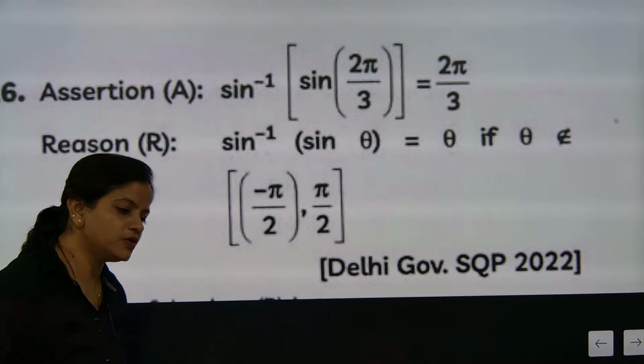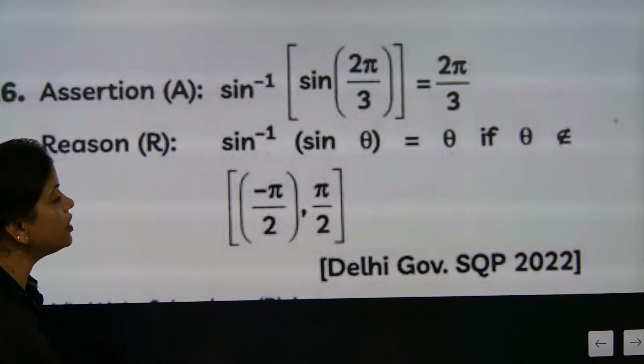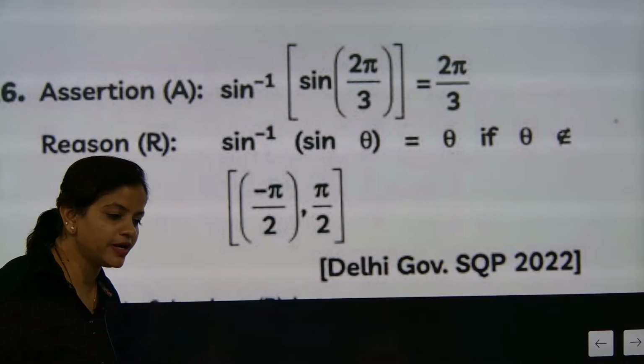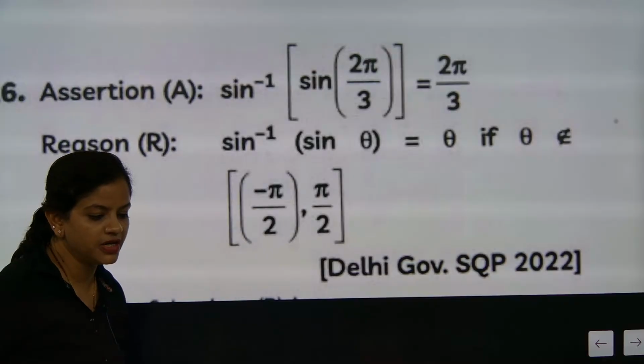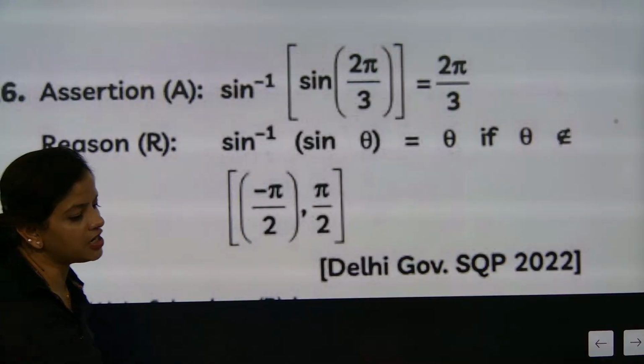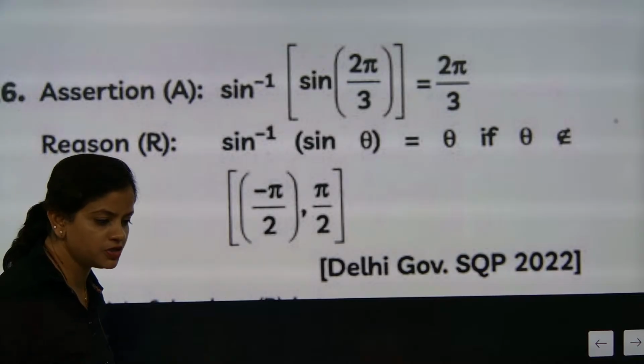Inverse trigonometric functions, most of the part we have covered. Graphs we have covered. What type of CBSE expectations were there, we have covered that part. 2-3 more extra questions we will do. After that we will give leave and then we will start matrix. Matrix, skew symmetric matrix, symmetric matrix, those questions we will do.